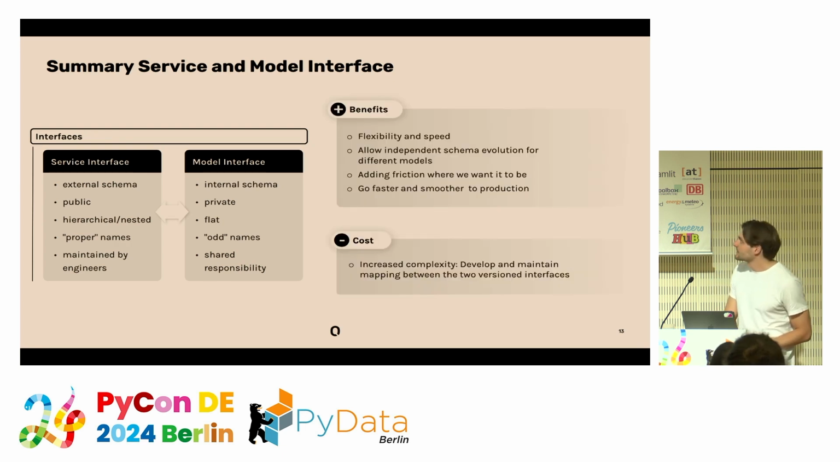So let's take a step back and just review what we've seen. We think the benefits of having the split and this translation between the two worlds give us a lot of flexibility and speed. It allows these interfaces to independently evolve. We add friction exactly at the place where we want to have a common understanding of how we translate from the operational world into the analytical world, and therefore we can go faster and smoother to production. Obviously, it has the overhead of developing and maintaining these mappings for maybe versioned interfaces as we add or remove attributes from our external schema. So with this, I would hand over to my colleague.